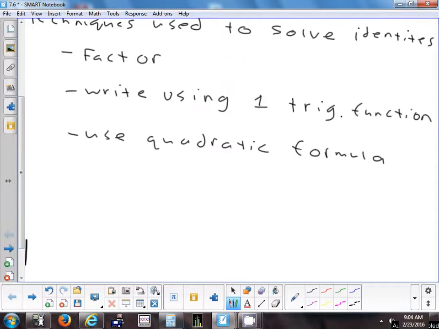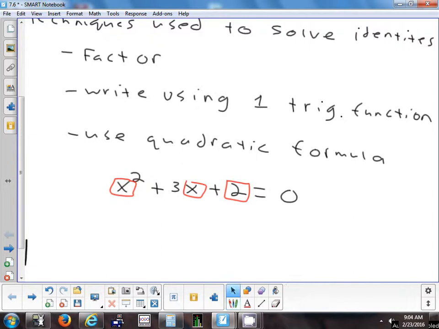We have to recognize, first of all, when to use it. You use the quadratic formula when you have a quadratic equation. This is probably what you're used to a quadratic equation looking like: something squared, then just the something, and at the end a constant. That's a quadratic equation. Well, it doesn't just have to be an x. This is a quadratic equation too.